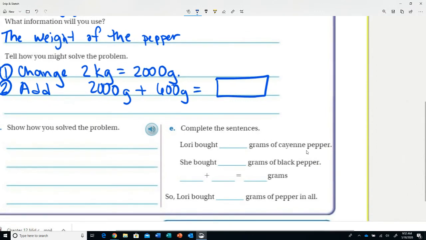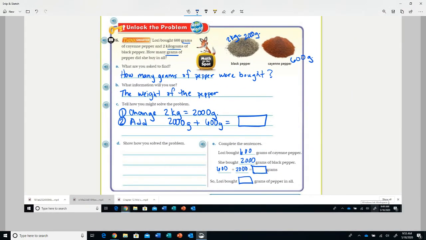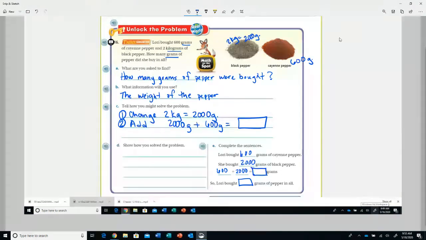So Lori bought 600 grams of cayenne pepper. She bought 2,000 grams of black pepper. So 600 plus 2,000 equals a number you're going to put in yourself. So Lori bought blank grams of pepper in all. For kind of a long problem, this was not a difficult problem. A lot of reading and a lot of steps involved, but I think the math here was pretty straightforward.